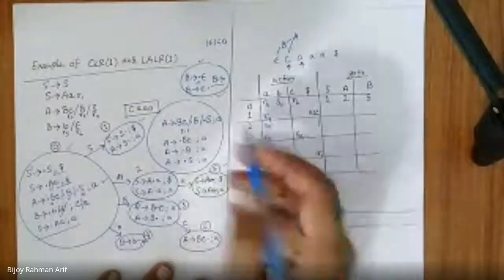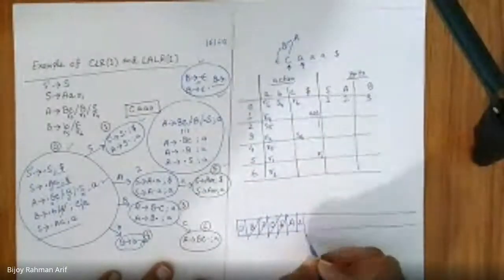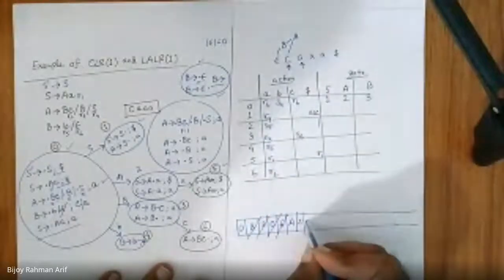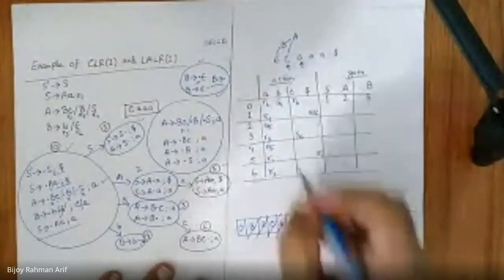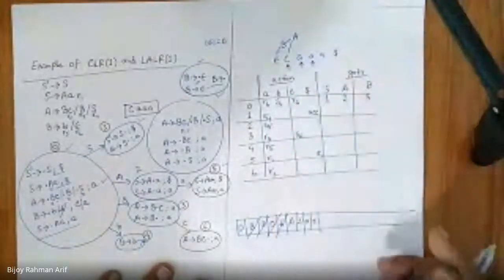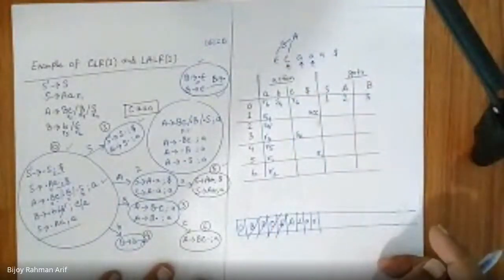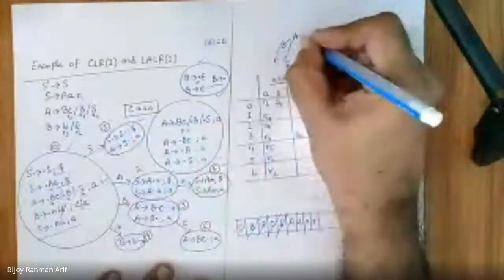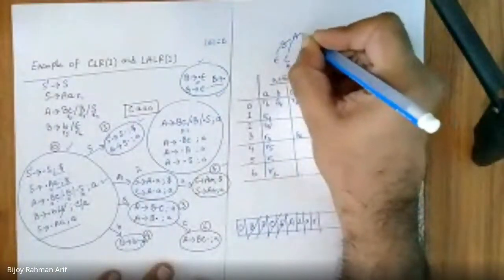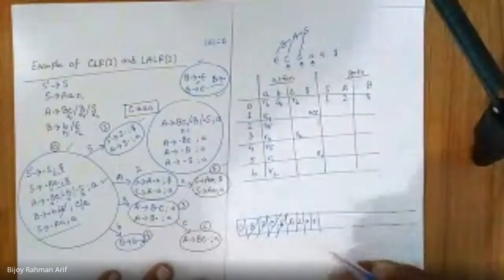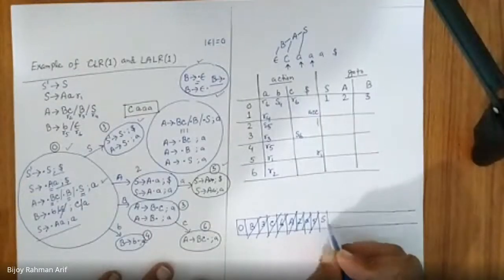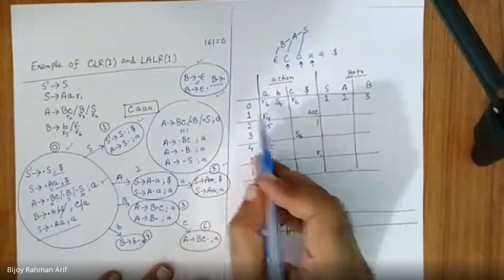Now 0 seeing A, where should I go? 0 seeing A, I'm going to state number 2. Now 2 is saying A. Shift 5. A, 5. Now 5 is saying A. Reduce using rule number 1. So what is rule number 1? A derives S. This A and this A would derive S. So how many entries do I have to pop? 4. 1, 2, 3, 4. S. 0 seeing S, I should go to 1.